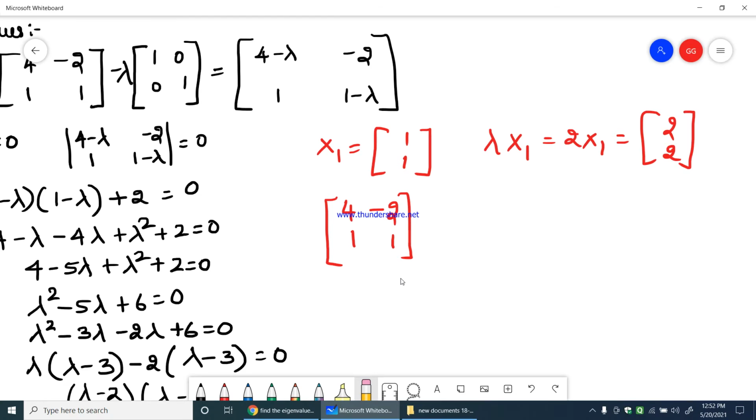What we do is we take x1, and then I multiply it with the lambda for which I got x1. So lambda was 2 for x1, right? So I will multiply that 2 with x1. I got 2 into 1, 2 and 2.